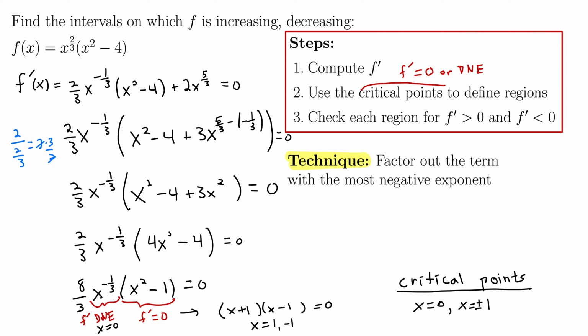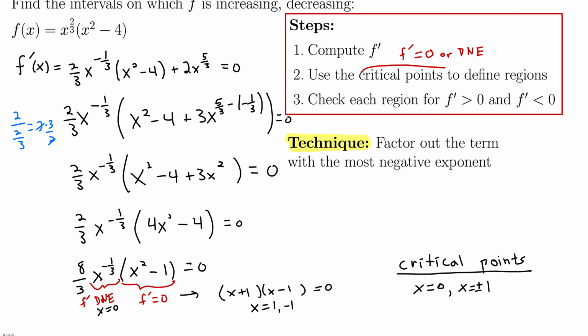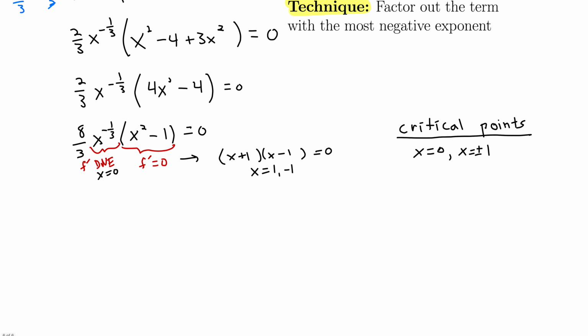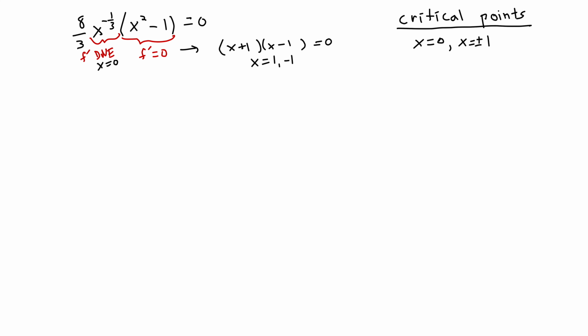Back to our steps, we have step 2, use the critical points to define regions, and then in step 3, we'll check each region to determine whether the derivative is positive or negative. Okay, we can do that. So let's make a sign chart here. Okay, so this thing here is our derivative. Okay, that 8/3, etc. So let's set up a sign chart and check those regions.